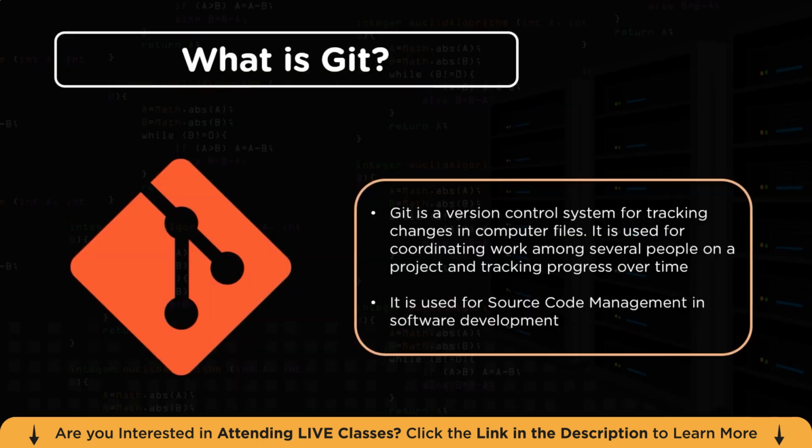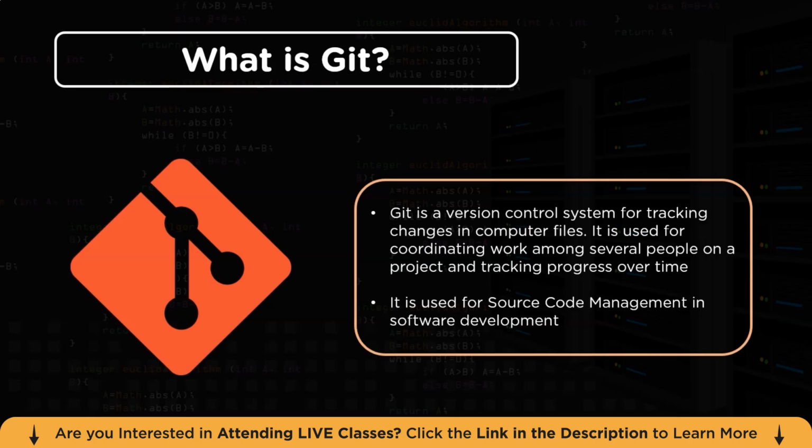Git is the most commonly used version control system that helps in tracking changes made to files. We have a record of all the changes that have been made in a file, and we can also revert back to a specific version. Git simplifies the process of software development with the help of easy source code management.